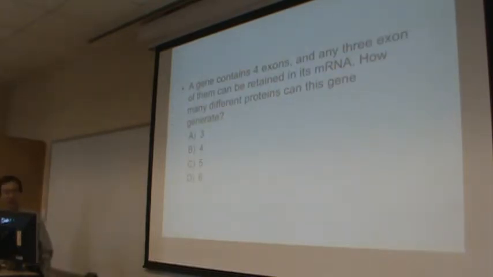This is a fun question. I just gave you an exon. So a gene contains four exons. Any three of them can be retained in the mRNA. How many different proteins can this gene generate? So four exons. Pick any three of them to work, and how many can we pick?